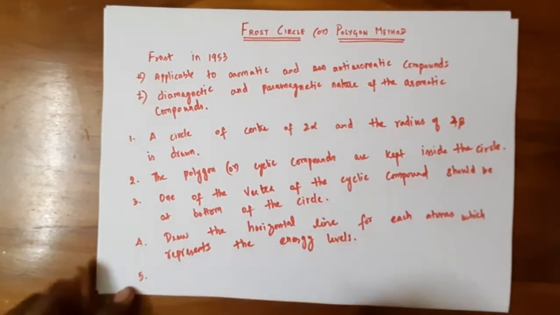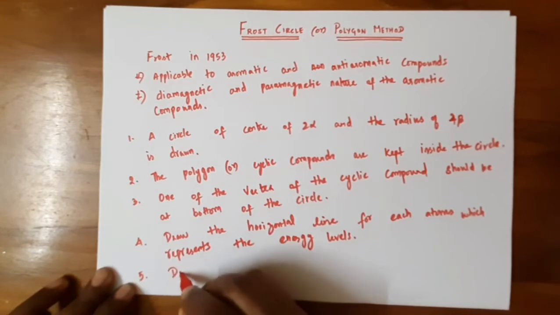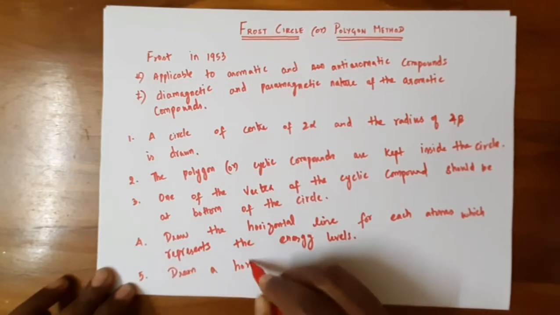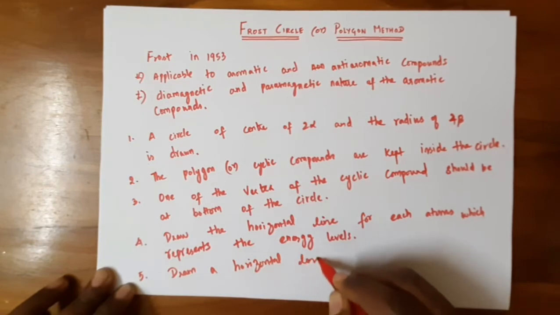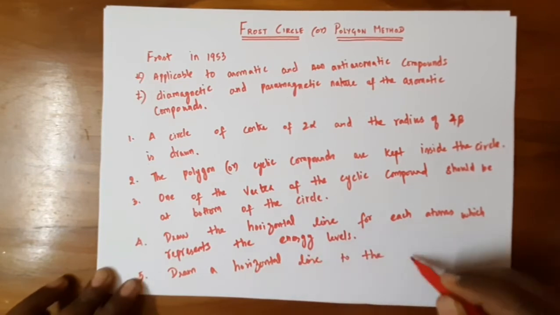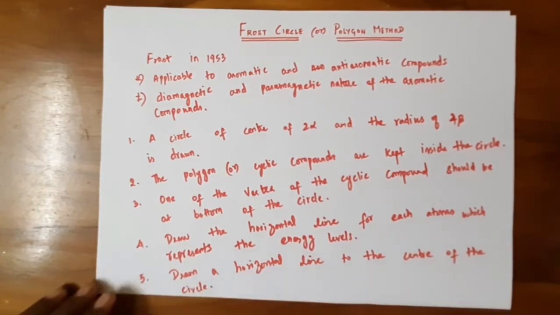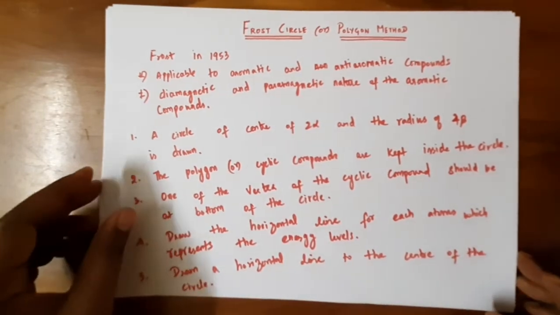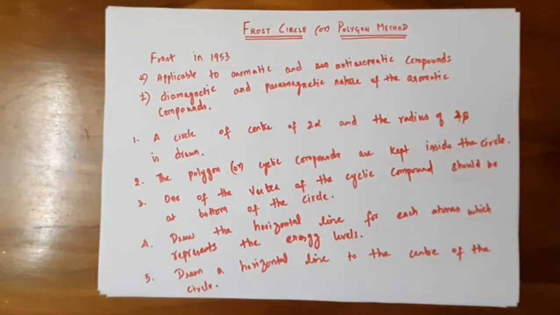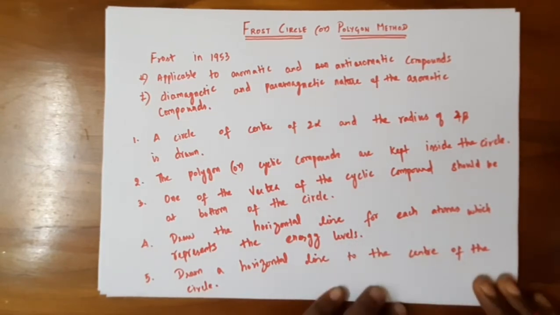And fifth, draw a horizontal line through the center of the circle. The lines below the horizontal line are bonding orbitals. Above the horizontal line, the energies are called anti-bonding orbitals. So let's apply this Frost circle method to the cyclic compounds.